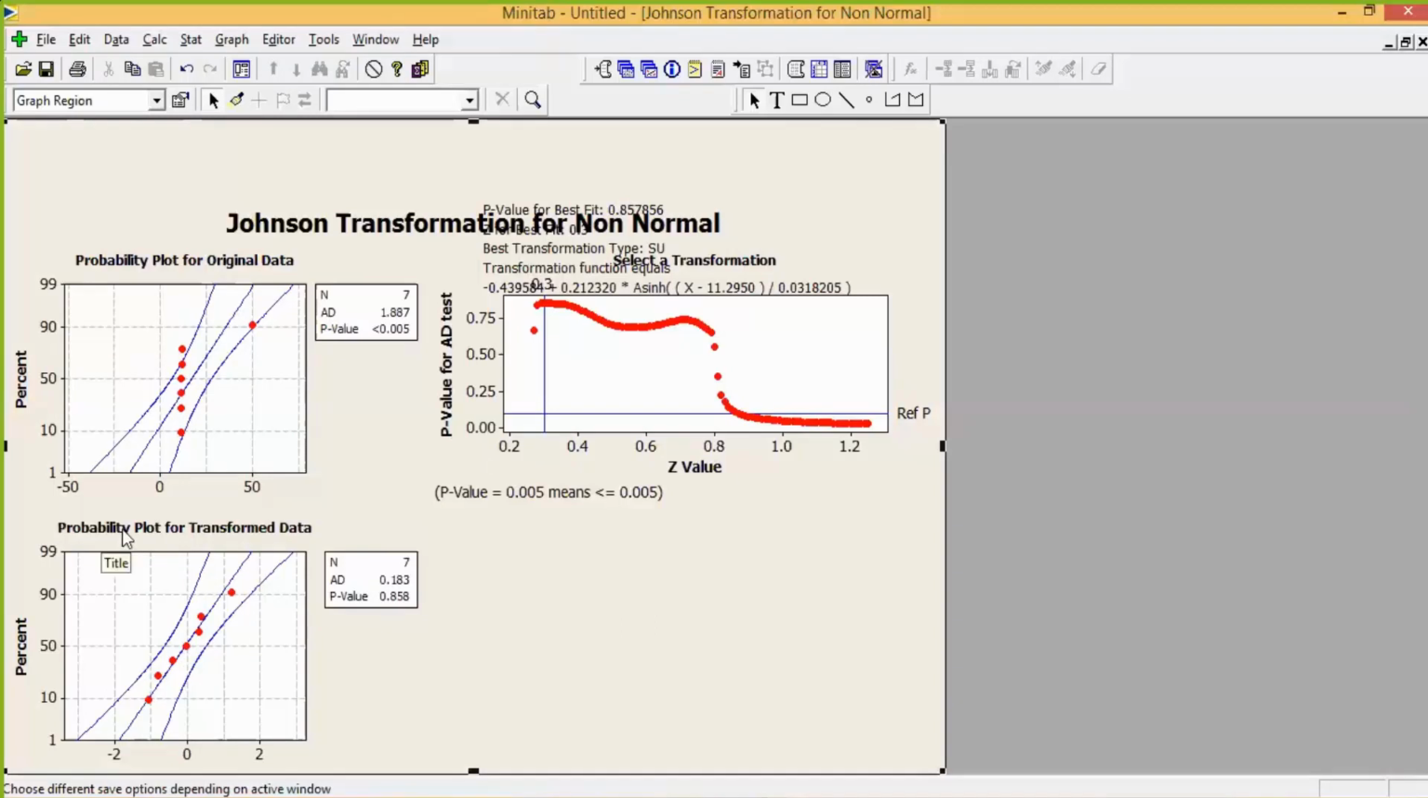Okay, Hina, have you done this exercise? Yes, sir. How to do it is very simple and straightforward. You have to first enter the non-normal data with an outlier or skewed data in column number 1. Then go to Stat, Quality Tools, select Johnson transformation, and select the column where you want the normal data to come. The column will be populated with the normal data and the graph will be shown.